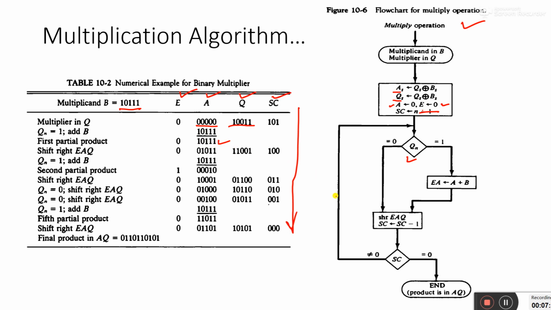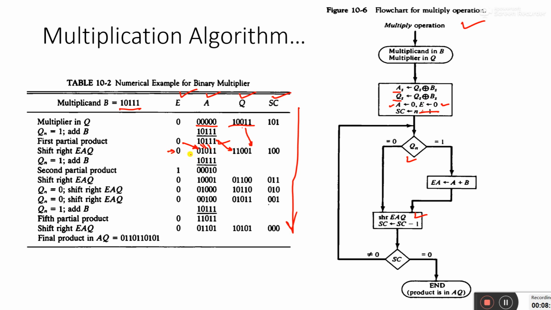Now next is my shift right EAQ. Now I will shift right EAQ. So this one is shifted here, 1 0 0 0 1 1 0 0 1, and then this one is here, and this one is here, and this 0 is here, this 1 is here. So 0 is appended here, so we have just right shifted this 0, and this 0 is again coming here.